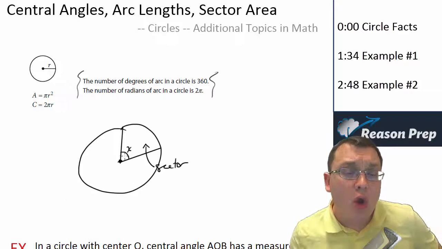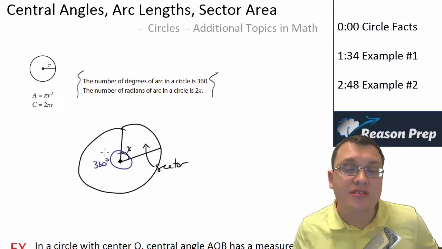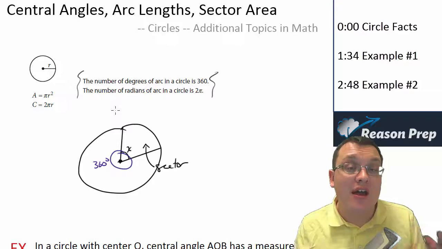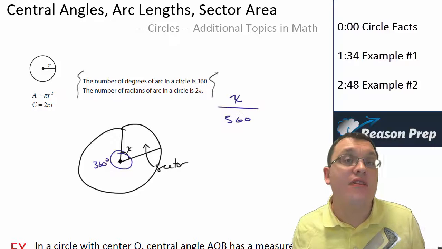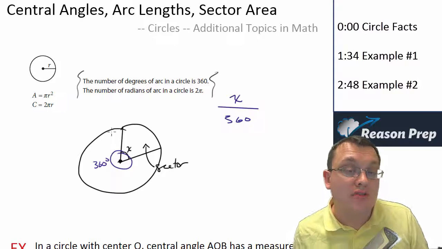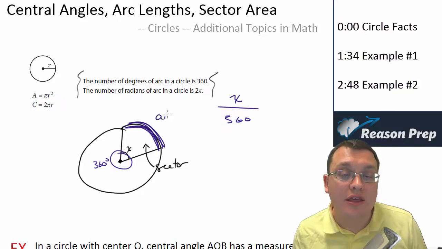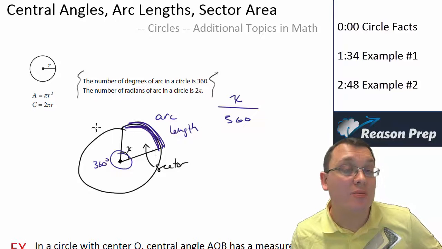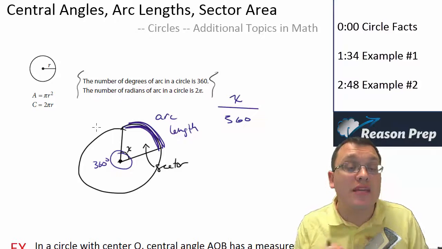Now here's the thing. This whole circle, we'll use degrees because that's easier to think about, has got 360 degrees in the middle of it. So this x is some fraction of that whole 360. In other words, it is x over 360th of the entire circle. And this tells us not only what fraction of the entire circle this central angle represents, it tells us what fraction of the whole circumference the arc length represents, and what fraction of the area this sector represents of the whole total circle area. So we can use all of these things. They're all related based on this fraction.